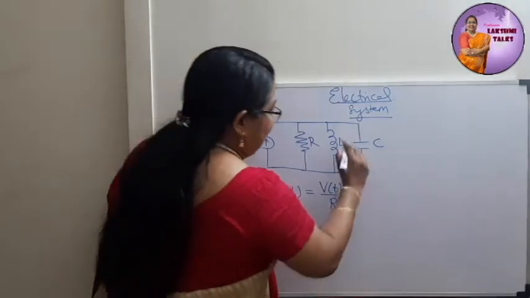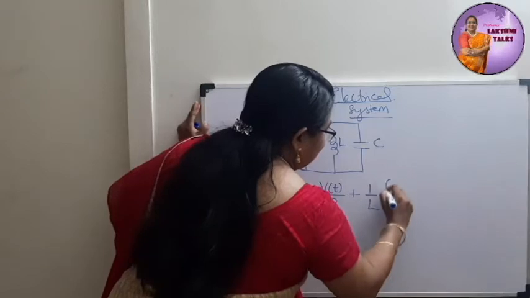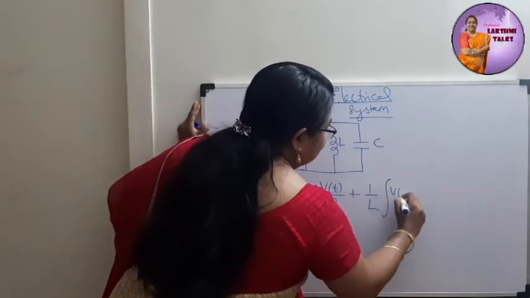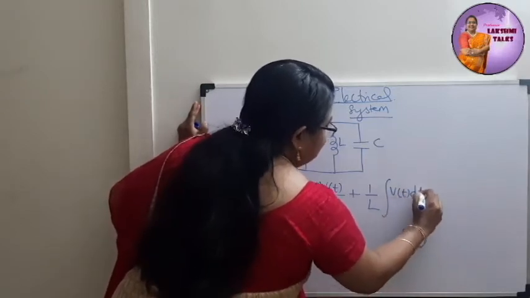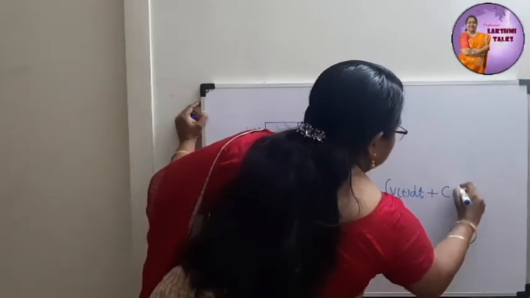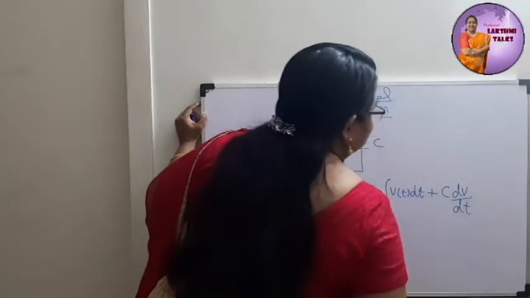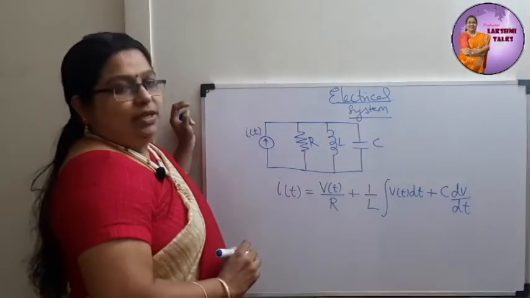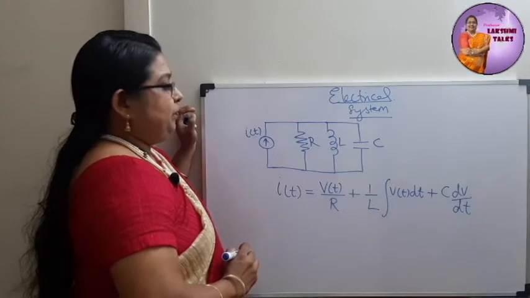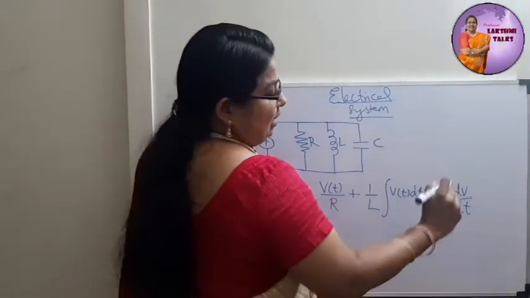V of t by R, and that across inductor 1 by L integral V of t dt, and the current that is flowing through the capacitor will be C dV of t by dt. Okay. Now what we are going to do is force current analogy.